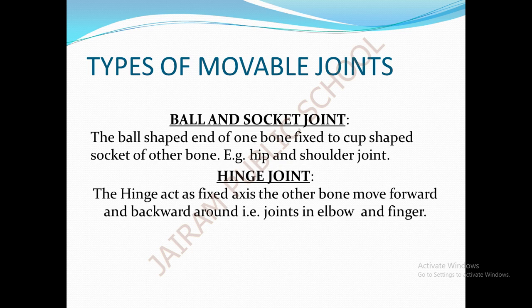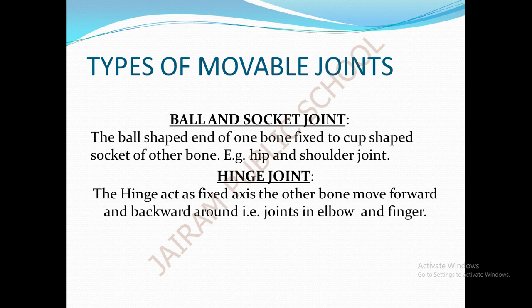The next is the hinge joint. Have you observed the movement of a door? The door is attached to the frame by metal clips known as hinges. The hinge acts as the fixed axis, whereas the door can only move forward and backward around its fixed axis. Thus, the hinge limits the movement of the door. The joints in our elbows, fingers, knees and toes show a similar kind of movement, so they are called hinge joints.